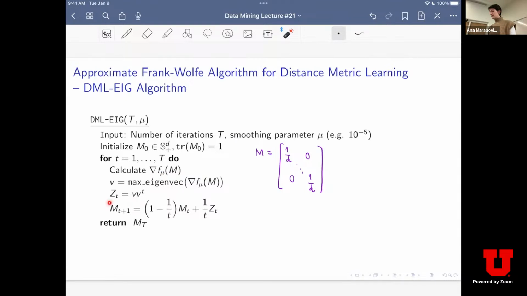You're going to define Z_T to be the outer product of the eigenvector corresponding to our largest eigenvalue with itself. And you are going to update your matrix, taking the matrix from the previous iteration and updating it by this outer product of the eigenvector you have found. Okay, so that's it. After the T iterations, you're going to return your matrix.